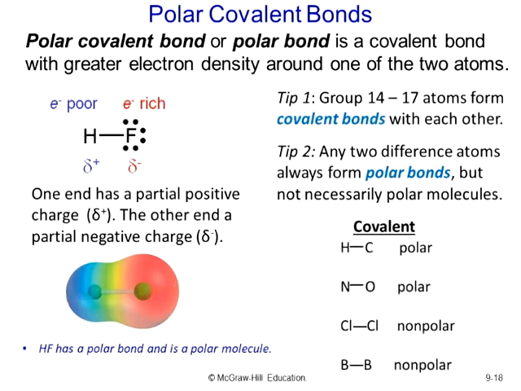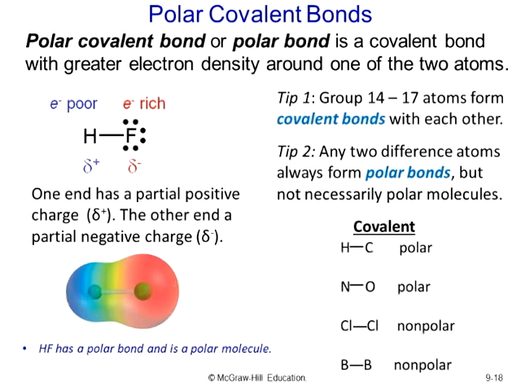Groups 14 through 17 form covalent bonds. If the atoms are different, two different atoms will by default make a polar bond. We show you some examples here. They're all covalent. H with carbon is polar. Nitrogen with oxygen is polar. Chlorine with chlorine is nonpolar because they're not different. Boron with boron, nonpolar because they're not different.